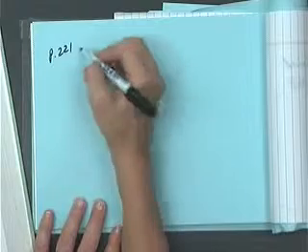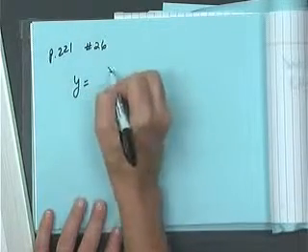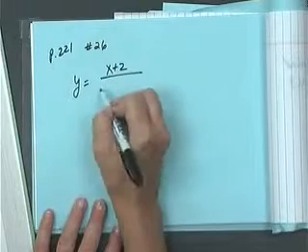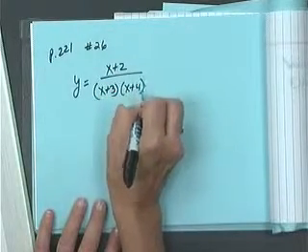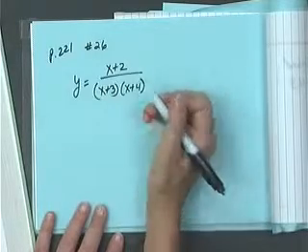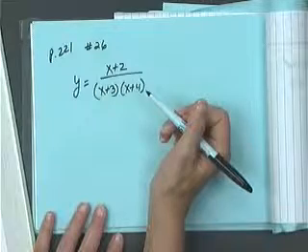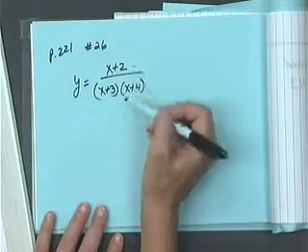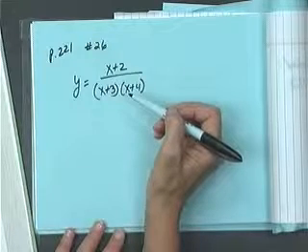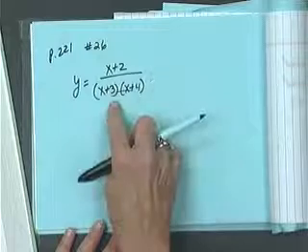Page 221, number 26. We have y equals (x + 2) over (x + 3)(x + 4), and you've got to find the derivative. Let's just brainstorm on some things you might do. What might you do? You might do the quotient rule. That's a good start. Looks like then you're going to have a product rule in the denominator.